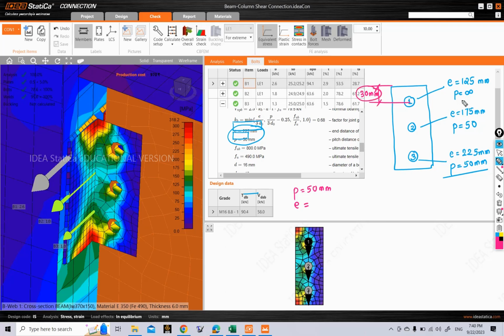So for pitch, what the software is doing is, since this is the first bolt and above this bolt there isn't any other bolt, the pitch is taken as infinity here. So this is the difference that the software implements when it is doing the design calculations. And for the second bolt, since we have taken this distance as 50 mm, it is considering the same 50 mm. And also for the third bolt, it is considering 50 mm. And finally this was also 30 mm and we modeled a total cleat length of 160 mm.